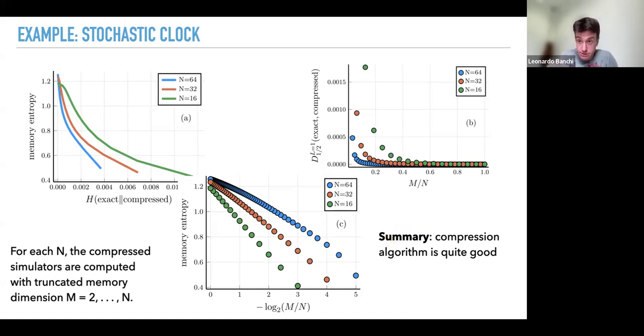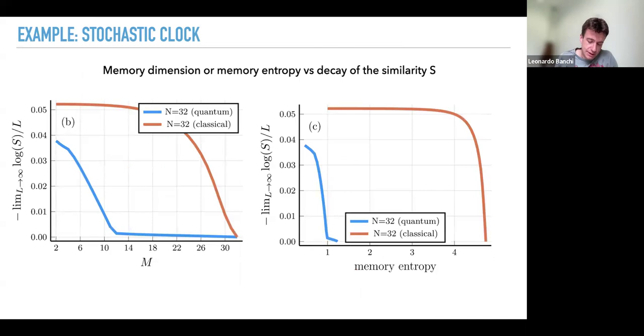So as a summary of this numerical observation, I think that this compression algorithm is pretty good, at least in the quantum case. And that's the most important part. Then I did the same for the classical model and studied the similarity.